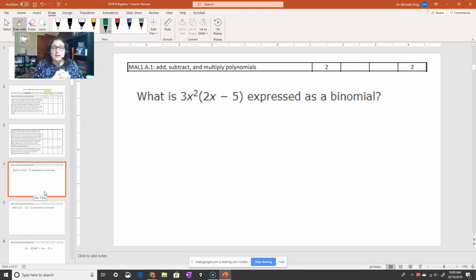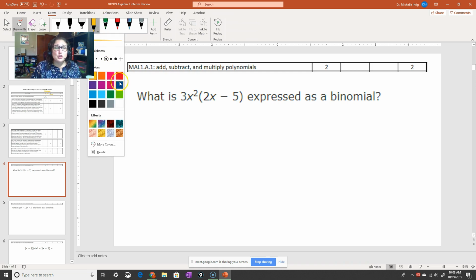Here, this says, what is 3x squared times the quantity 2x minus 5? Now, I'm going to pretend that you have never learned this before. There will be some topics that you think are super easy and wonder why she's going so slow, but that's because some kids don't know it. When you rewatch this video, you can fast forward a little bit if you need to.